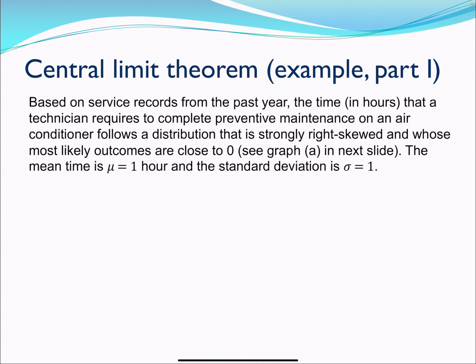So based on service records from the past year, the time in hours that technicians required to complete preventive maintenance on an air conditioner follows a distribution that is strongly right skewed, okay? Remember that means the hump is on the left. So right skewed is kind of like this, and whose most likely outcomes are close to 0. The mean time is 1 hour and the standard deviation is 1 hour as well.